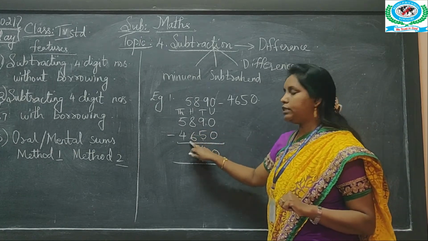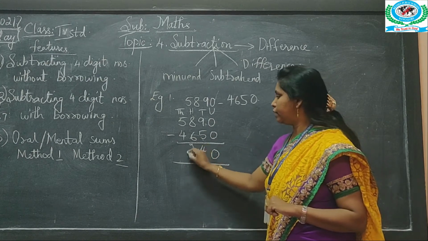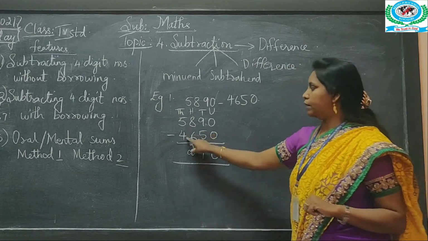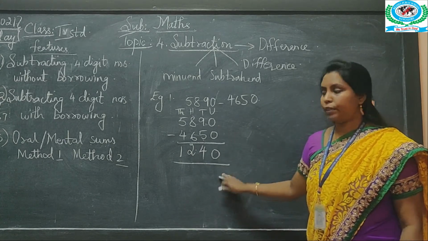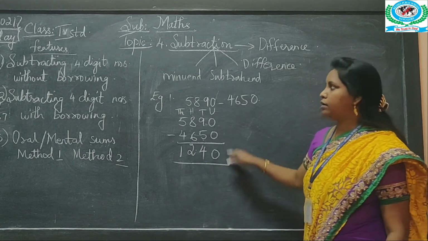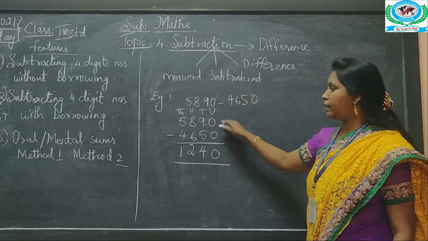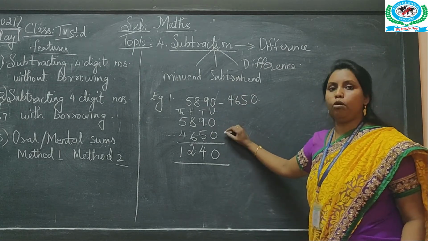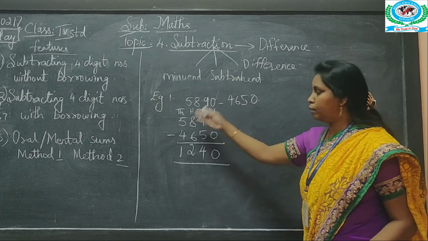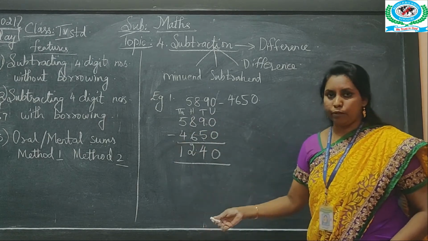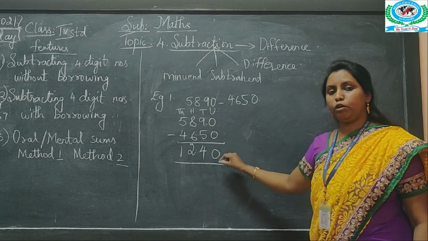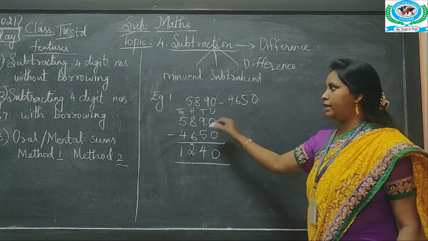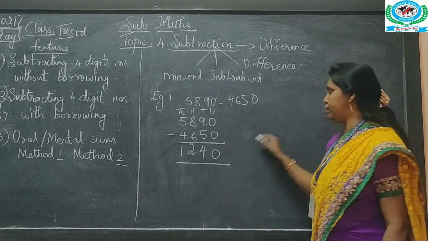And 8 minus 6 is how much? We will get a 2. 5 minus 4 is 1. Okay. So here we got the difference, but here we are seeing we are subtracting the 4-digit numbers without borrowing, without taking a number from the next place value. Okay. Because easily we can subtract here without borrowing. So this is an example of the first unit.